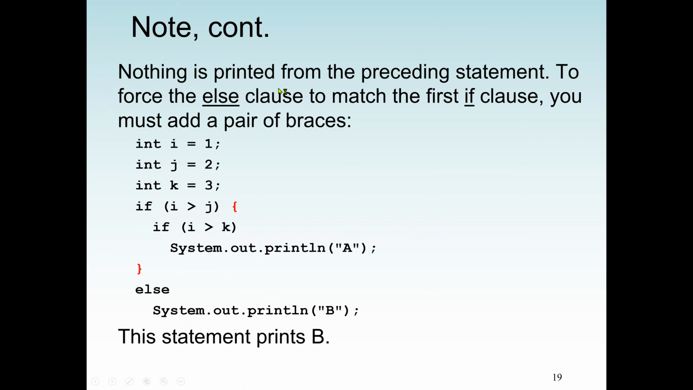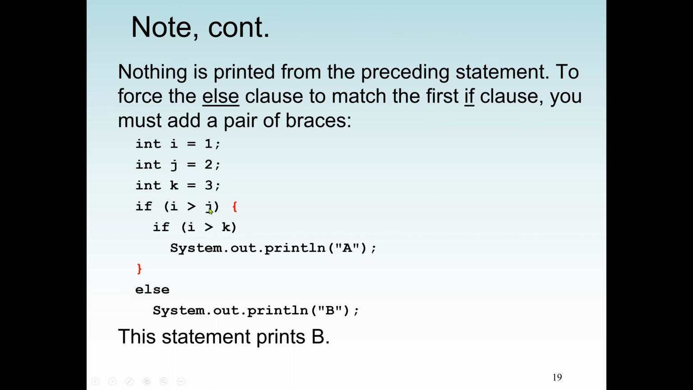So here we say nothing is printed from the preceding statement. To force the else clause to match the first if clause, you must add a pair of braces. So I have i equal to 1, j equal to 2, k equal to 3. And we say that if i is greater than j, see we put a brace there now. If this condition is false, we can't go inside the braces. We cannot check for i greater than k.